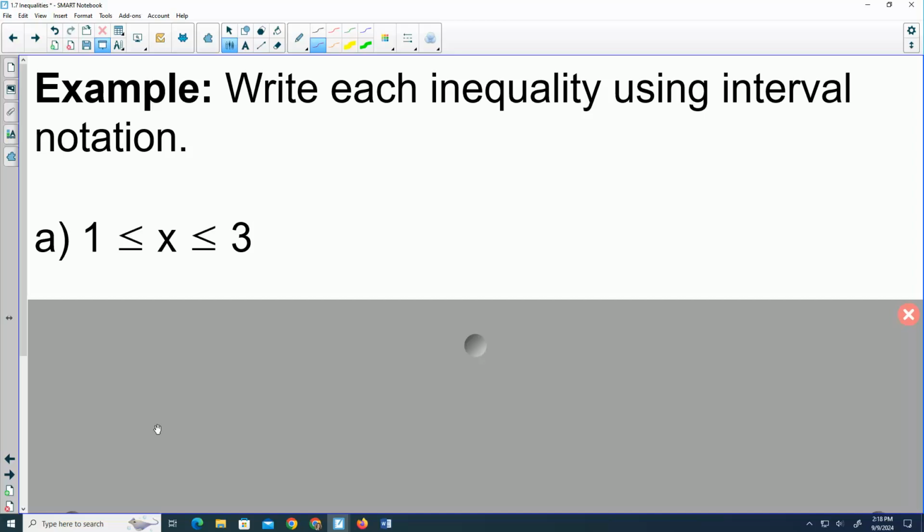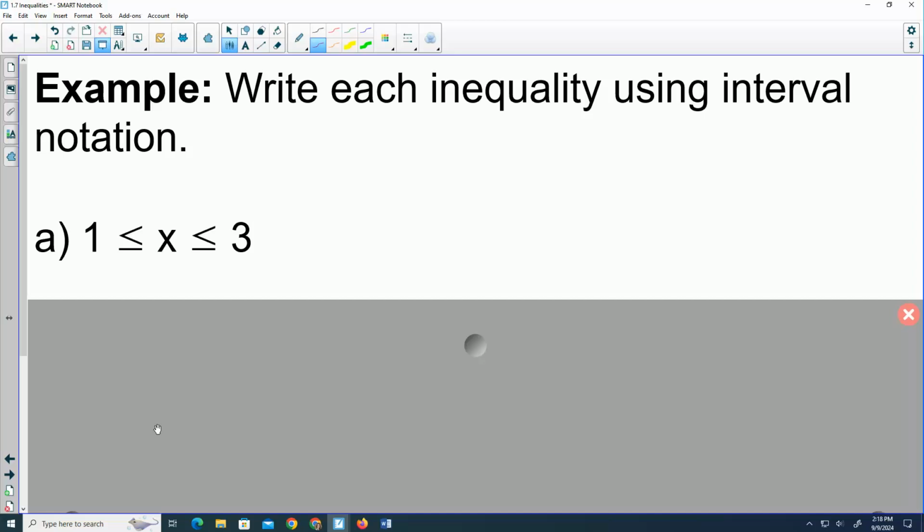So remember, interval notation gives you a starting and a stopping point on a number line. So it's always going left to right, small to large. You have the option of parentheses or square brackets. What does a parenthesis mean? Not equal to. And a square bracket means equal to.